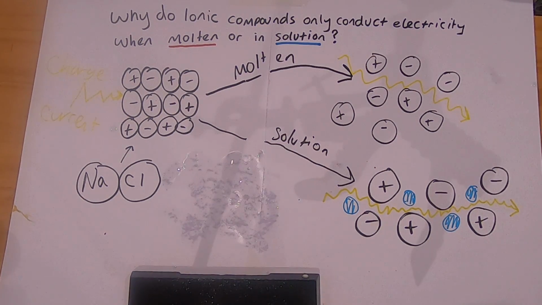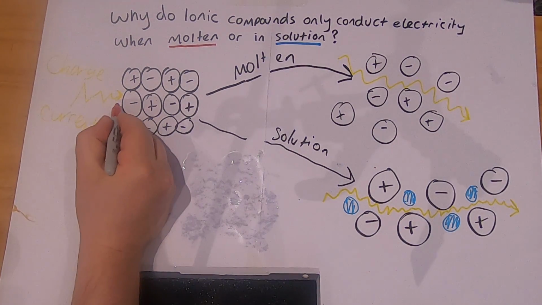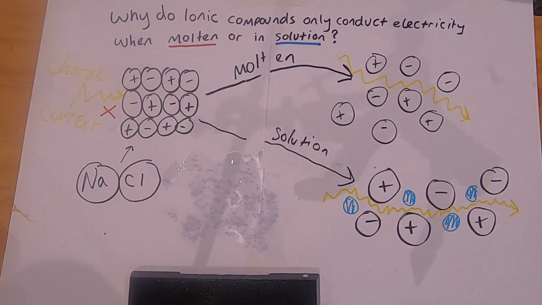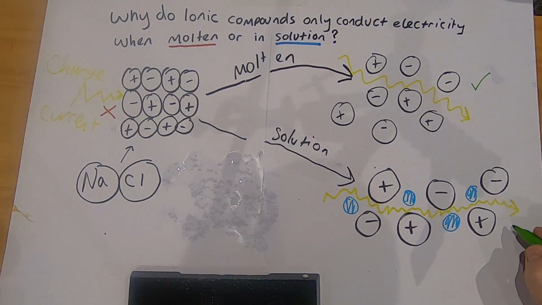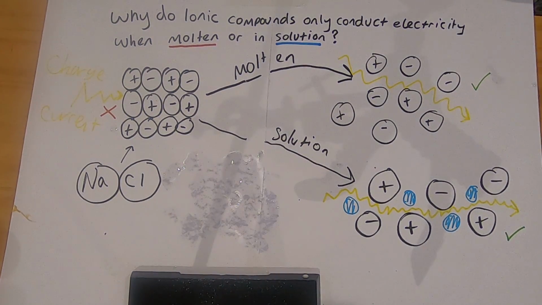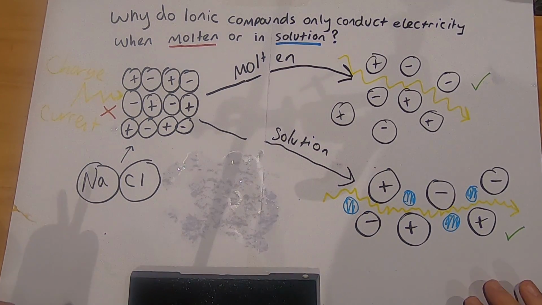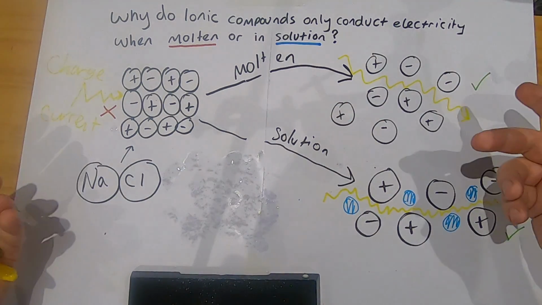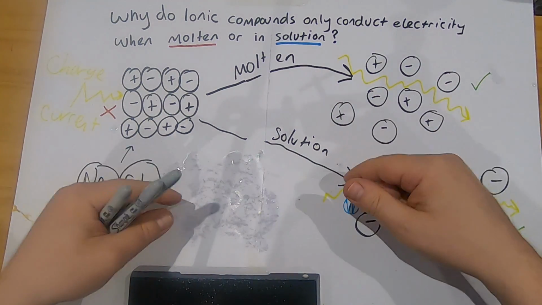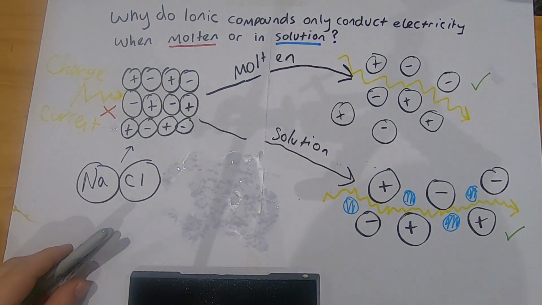So when an ionic compound is in its solid giant lattice, current cannot flow through. When it is molten, which means melted with heat, current can flow through, or when it's dissolved in solution, current can flow through. Hence why our light bulb lit up when I dissolved the salt in water, and why the light bulb wouldn't light up when I just had solid salt.